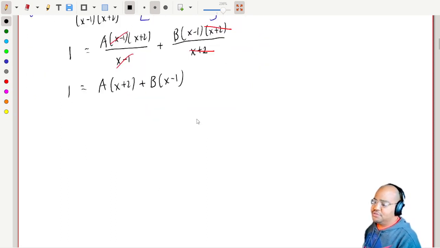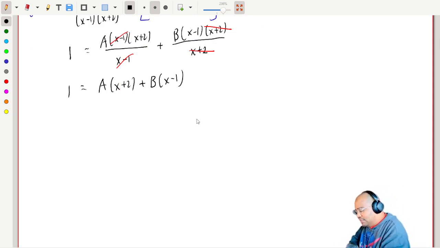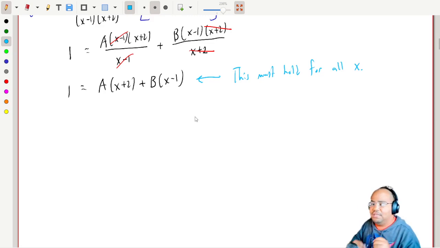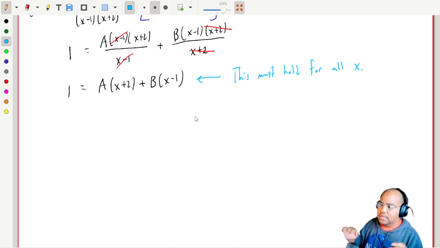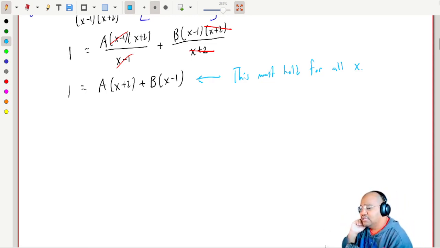There are a couple of ways to do this, and the one that I'll show for the first couple of problems here is the so-called Heaviside cover-up method. Because this is an identity, it has to hold for all x. So I should be able to plug in whatever x value I want, modulo a domain issue, which we won't worry about here for the moment. So how do we handle this? Let's see how that works.